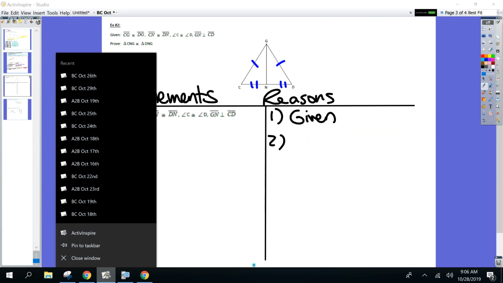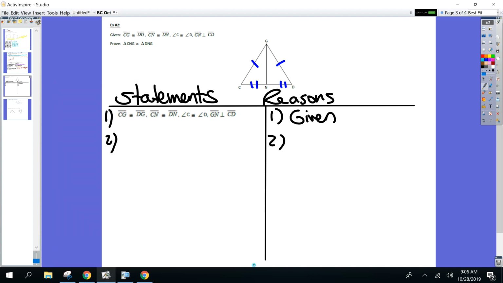GN, a side they share. What do you know about GN and GN? They are congruent. Yes, indeed. Get used to using this in a triangle proof. GN is congruent to GN in the other triangle, a little thing we like to call the reflexive property. All sides are done.